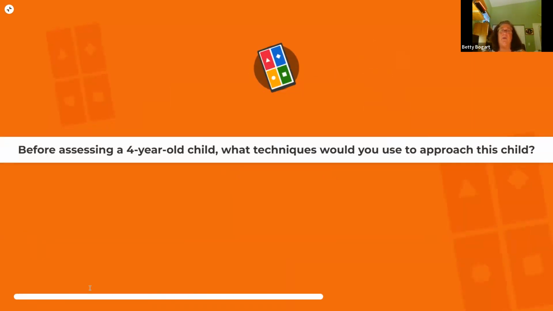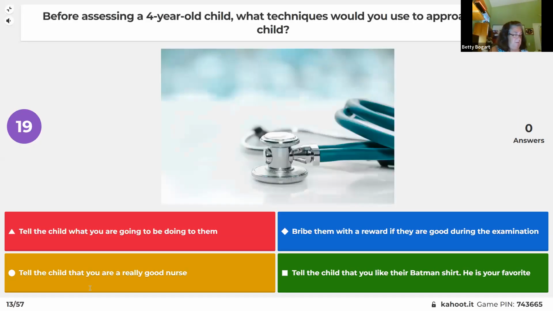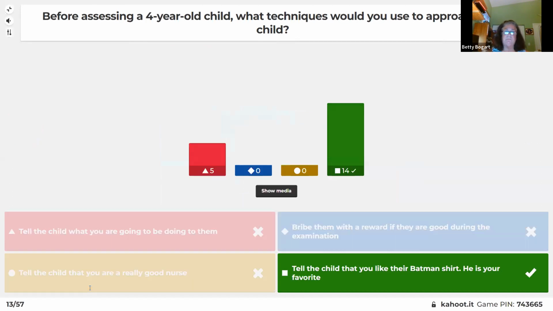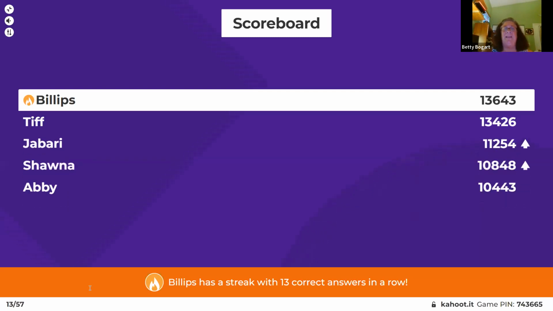Before assessing a 4-year-old child, what techniques would you use to approach this child? So you're going to go in and you say, oh, you've got a Batman shirt. I love Batman. Or, oh, those sneakers, they're cute. They've got lights. They've got pink lights. I want a pair like you. Or you've got big eyes, or your hair is pretty, or something. And that just breaks the ice. Or even with a 4-year-old, you can say, do you ride a bike? Or are you in school? Something. It'll break the ice and you're going to be less threatening to that child.